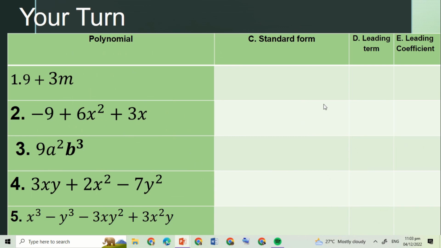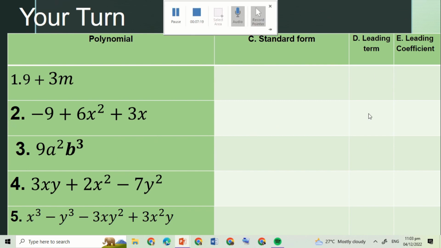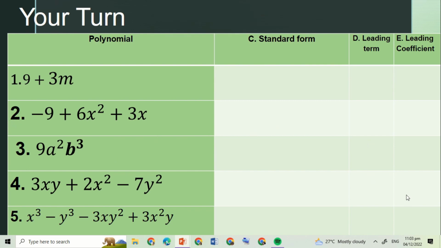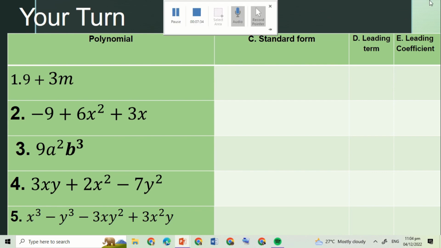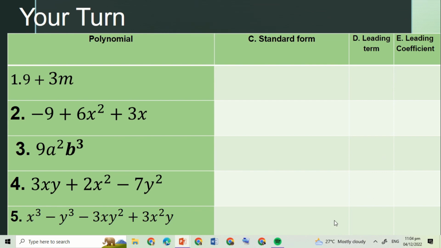So, to test yourself, answer this problem. You may pause the video. You have to write the polynomial in standard form, then give the leading term and then the leading coefficient.